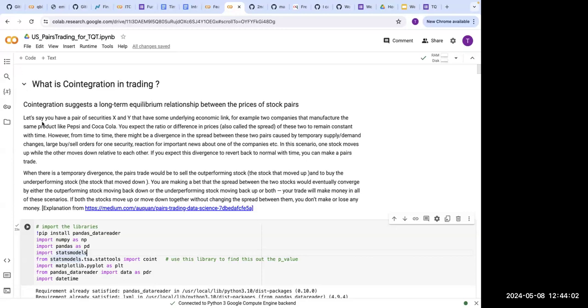So let's read this. You have two stocks, let's say X and Y, and they have an economic link. For example, Pepsi and Coca-Cola, they have a very similar client base.